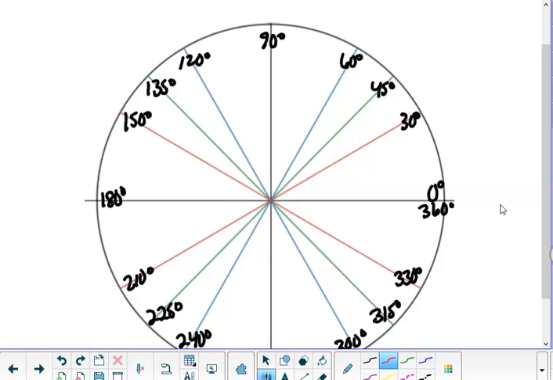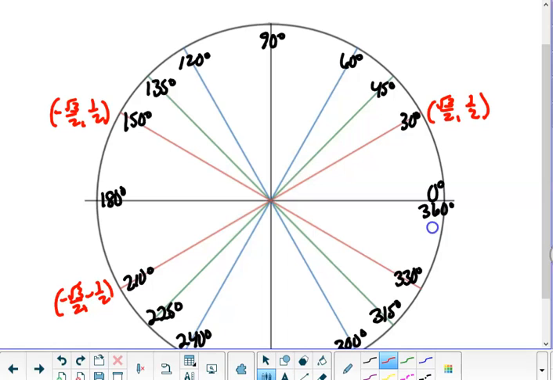So the 30 degrees all had a longer adjacent side than opposite side. They're all square root of 3 over 2, 1/2. In quadrant 2, that would be negative square root of 3 over 2, 1/2. In quadrant 3, it's going to be both negative: negative square root of 3 over 2, negative 1/2. In quadrant 4, at 330, it's going to be positive square root of 3 over 2, negative 1/2.